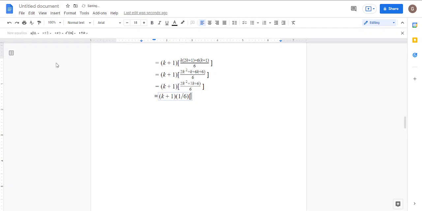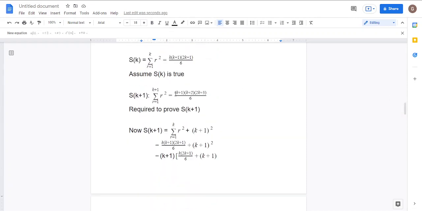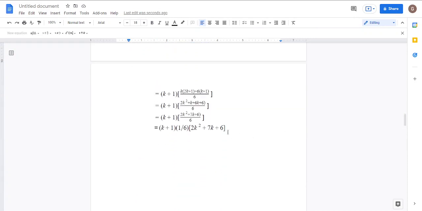Here, 2k squared plus the 7k plus the 6. Right, and we will factorize the quadratic as normal, but don't forget what we're trying to get. So now we have the k plus 1 and we have the 1 on 6. So we just need to get the k plus 2 times the 2k plus 3. So I suspect when we factorize the quadratic, that's what we will get. So we just need to factorize now, and we should be finished.